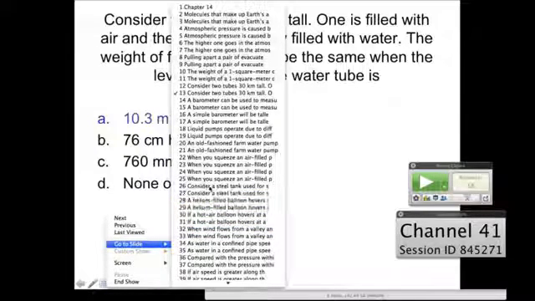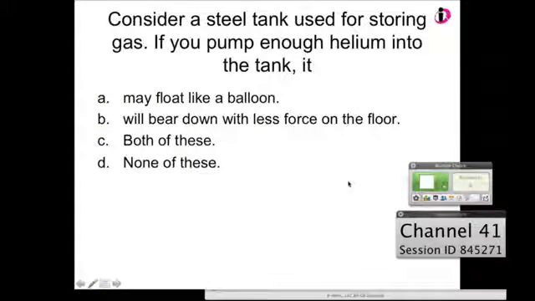All right, I like this one. You've got a steel tank used for storing gas. If you pump enough helium into the tank, what can happen?